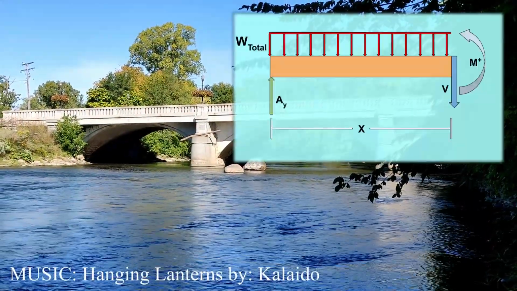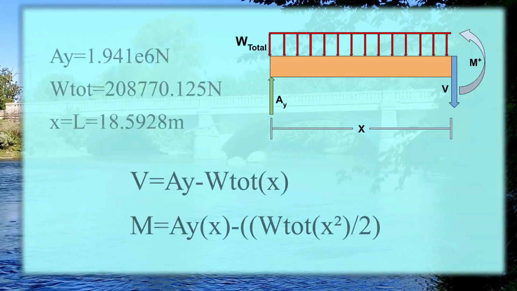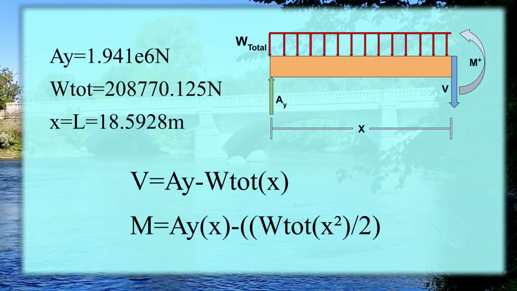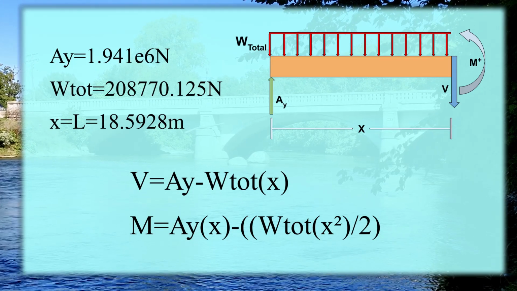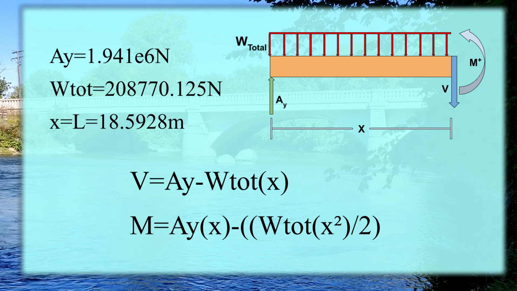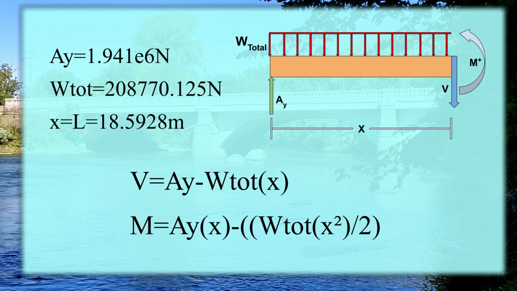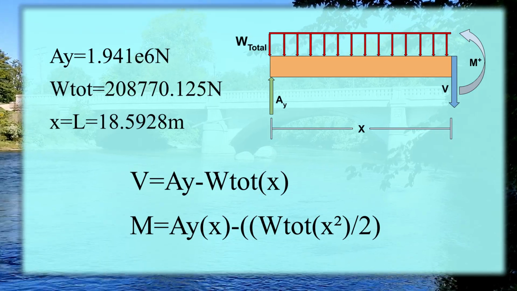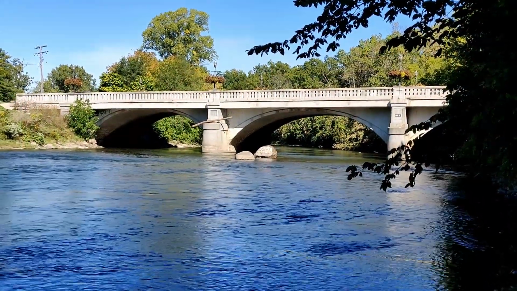To solve for V, shear force, we used the sum of forces in the y direction and found that V equals AY minus W total times X. For the bending moment, we used the sum of moments around X. We found that M equals AY times X minus W total times X squared divided by 2. We then use these two equations to create graphs of the shear force and bending moment versus distance.